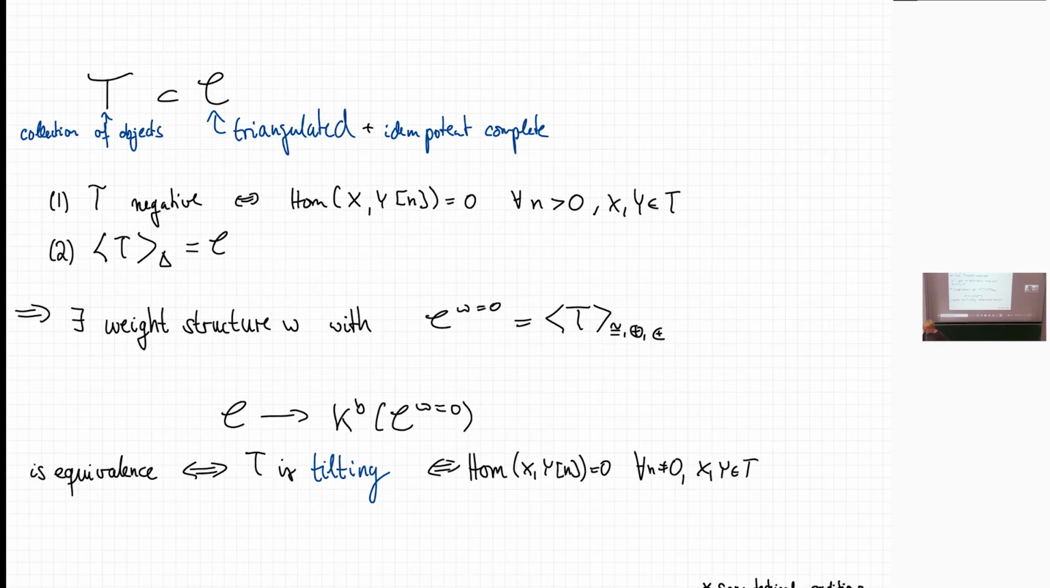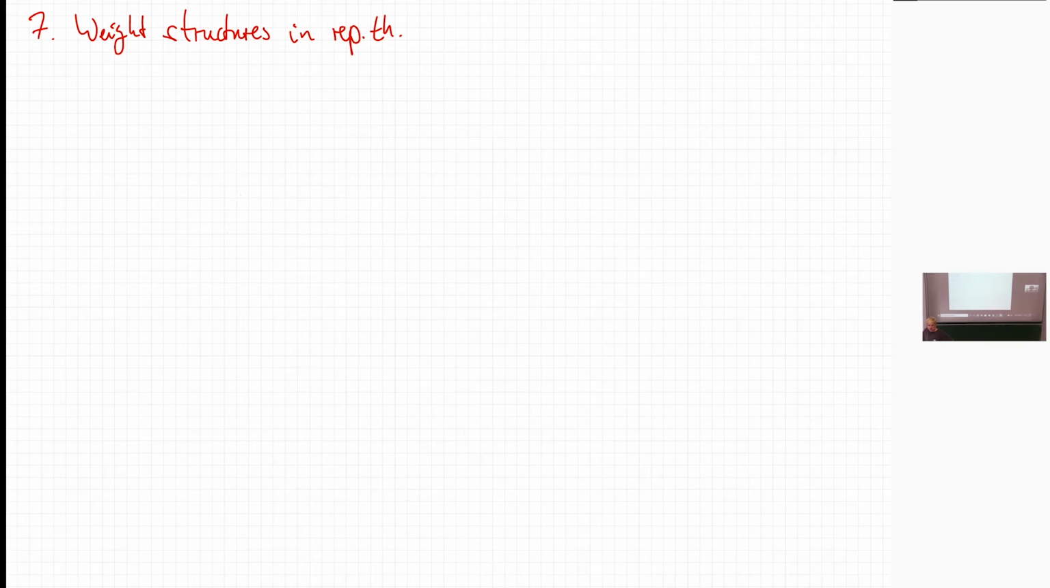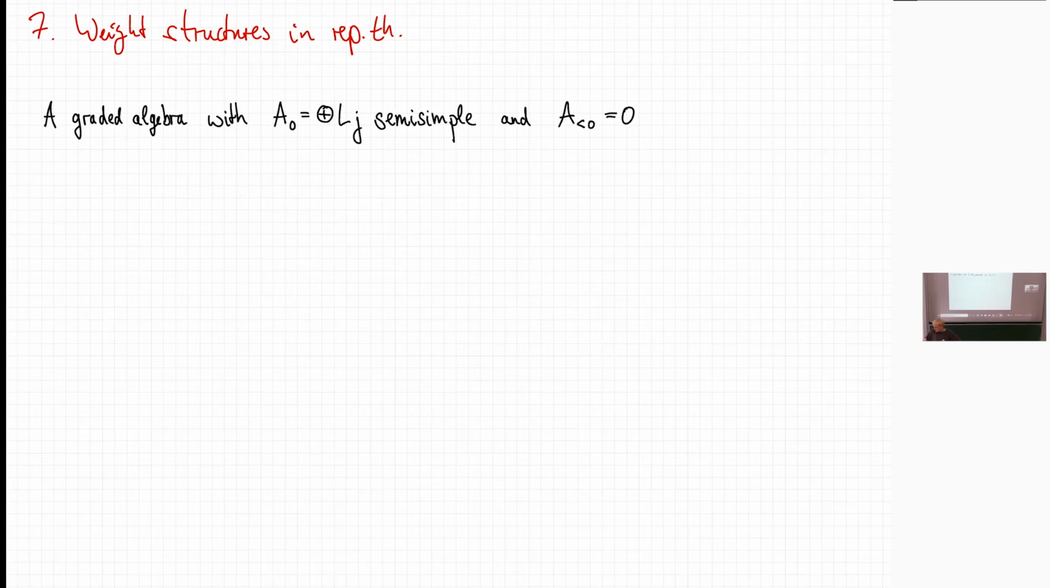Good. Okay, so let's look at examples of weight structures in representation theory and in the theory of motives. So in representation theory, there's some very interesting phenomenon called Koszul duality, which works like this. Let's say you have a graded algebra, and you assume that the zeroth part of the grading is semi-simple. So it's just a direct sum of simple modules in degree 0. Okay? And so for example, A could be a polynomial ring, yeah? Then in the degree 0 part, it's just K, the field, which is simple, yeah? So this is semi-simple, the zeroth part. And also you want the negative part of the algebra to vanish.